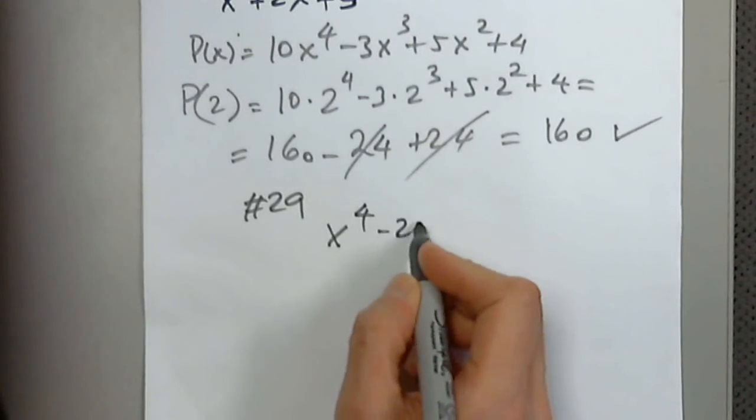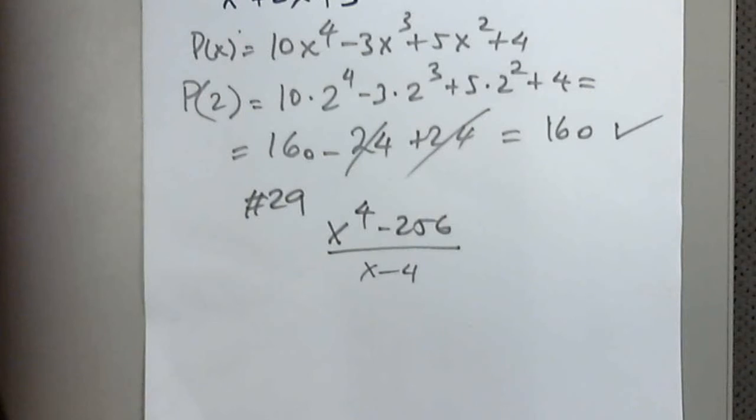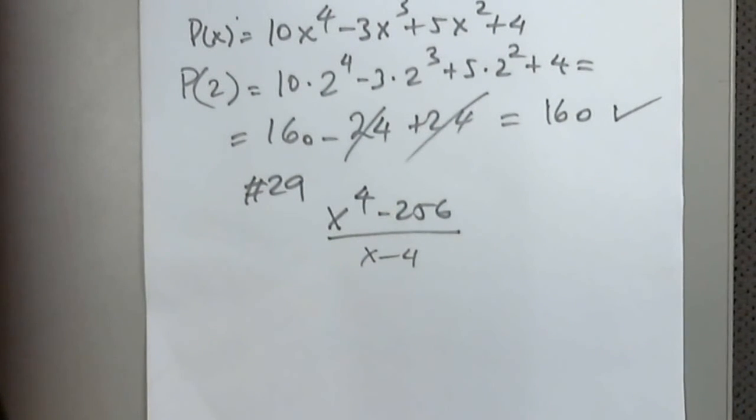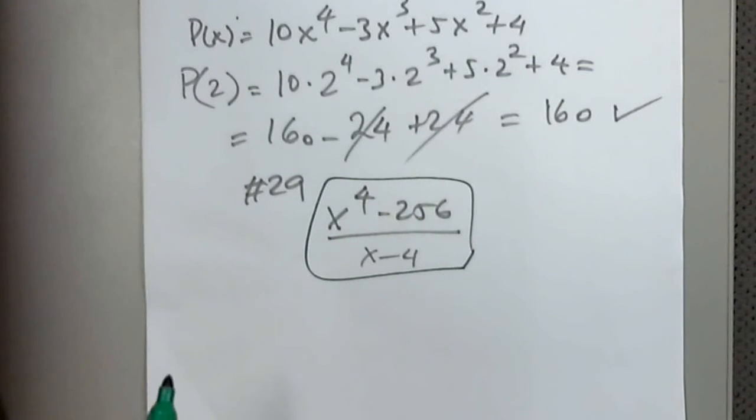We have x to the fourth minus 256 divided by x minus 4. I only want to know if x minus 4 is a factor of the numerator. I don't care for the quotient. I only want to know if it's a factor. What would you do? First, you will have to ask yourselves, can I apply synthetic division here? Because if the answer is no, then we cannot do what we want to do. Can I apply synthetic division here?